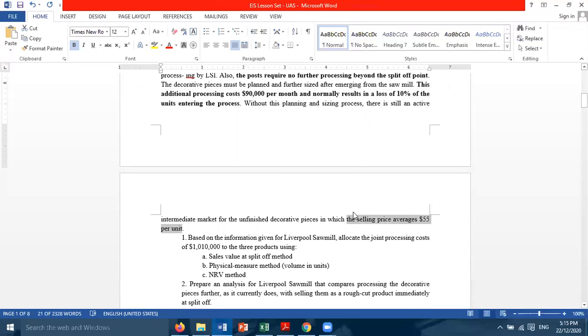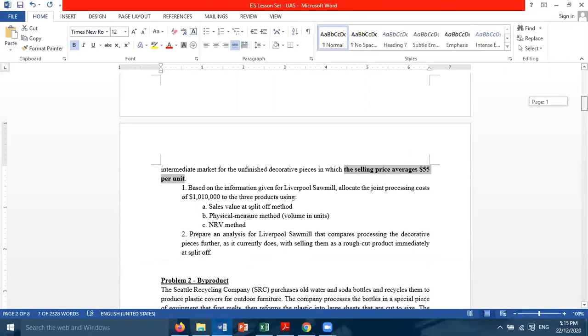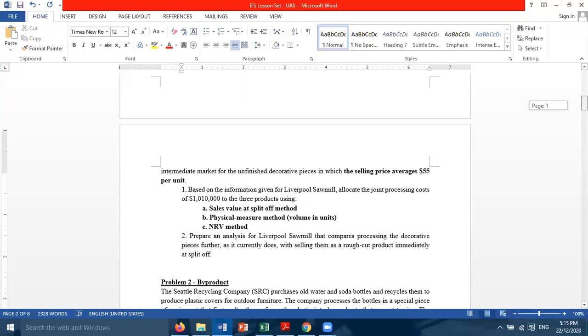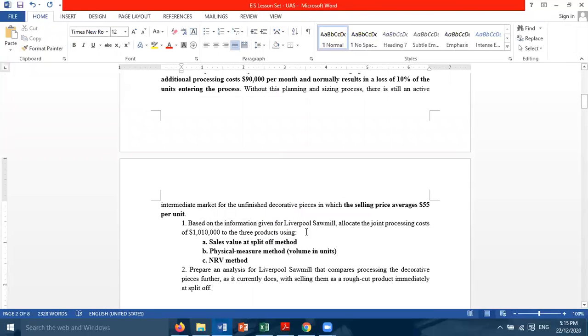All right. So we got all this information, and the questions here are, based on the information given for Liverpool Sawmill, allocate the joint processing cost of 1,010,000 to the 3 products using, all 3 methods: sales value at split off, physical measure, and net realizable value. The second question is, prepare an analysis for Liverpool Sawmill that compares processing the decorative pieces further as it currently does, with selling them as a rough cut product immediately at split off. All right, let's tackle the first one. For the first one, we're asked to allocate the joint processing cost of 1,010,000 using the sales value at split off method.